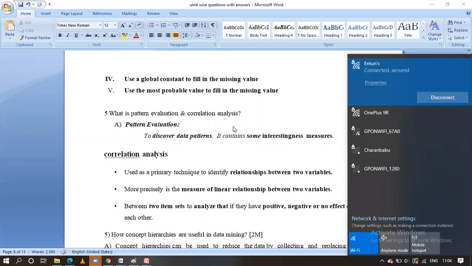After pattern evaluation, the next step is visualization, guys. We are going to represent the information in graphical form. That is pattern evaluation.